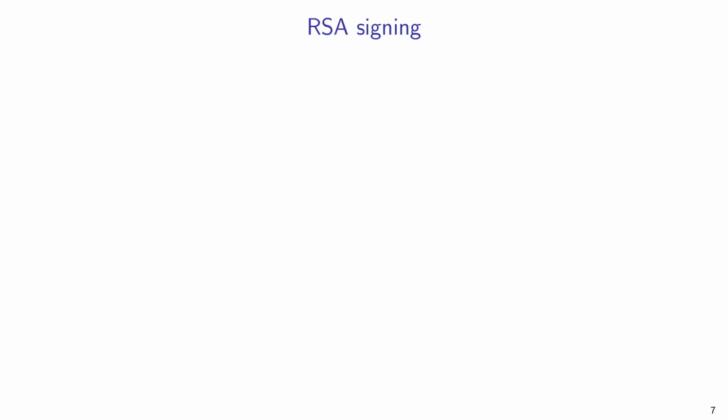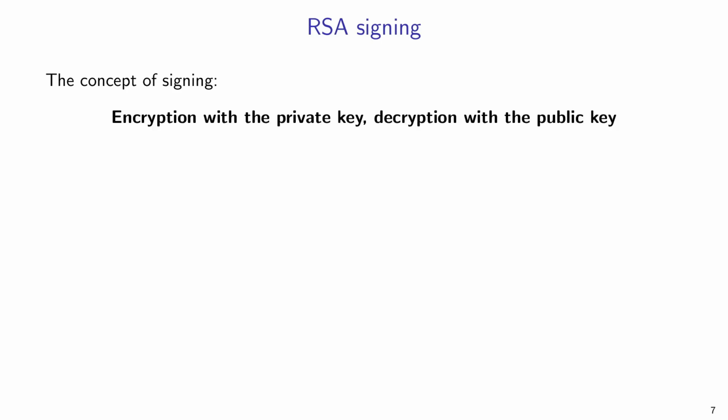Now, once we understand encryption and decryption in RSA, it is very straightforward to understand how signing works in RSA. The concept of signing in RSA is super simple. We just reverse the keys. So signing is encryption with the private key and decryption with the public key. We encrypt with our private key, and everyone else who has the public key can recover the message we have encrypted, and they can be sure that only the one who had the corresponding private key, that is us, could have encrypted or signed the message.